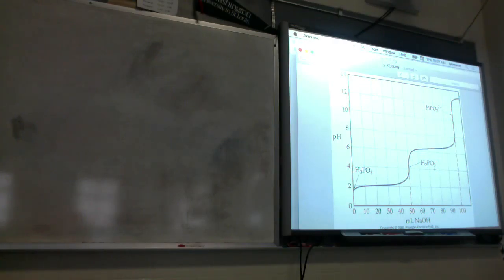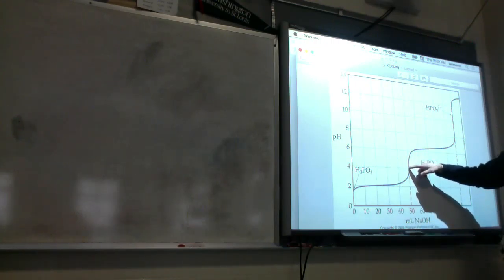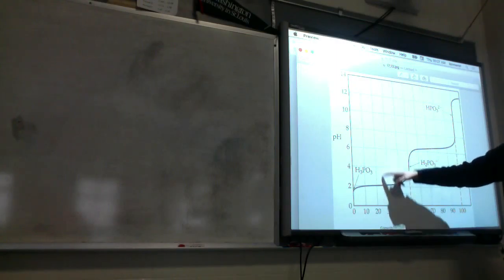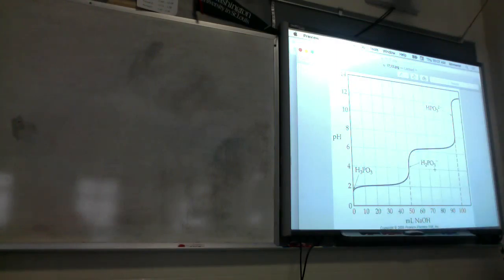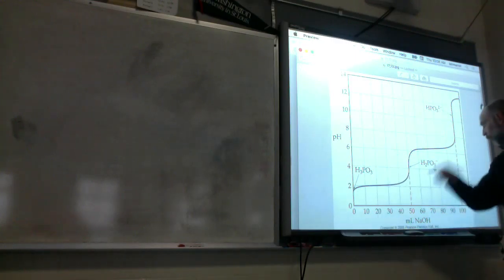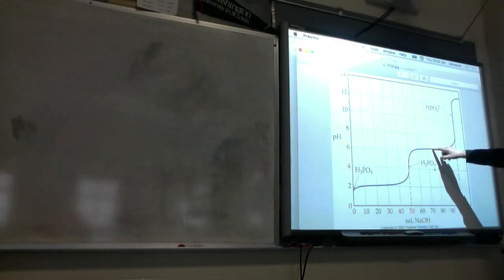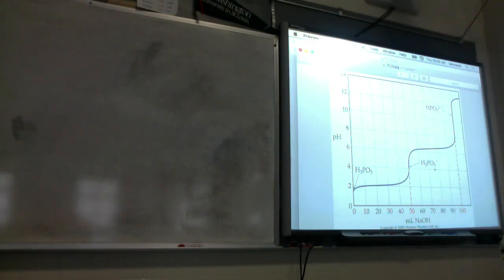About 25-ish, right, because the equivalence point is at 50 milliliters, so we're talking half equivalence, where there are equal amounts of acid and equal amounts of conjugate base. You guys remember that? Okay, so the first pKa would be here. The second pKa would be here. Okay? Good, all right.